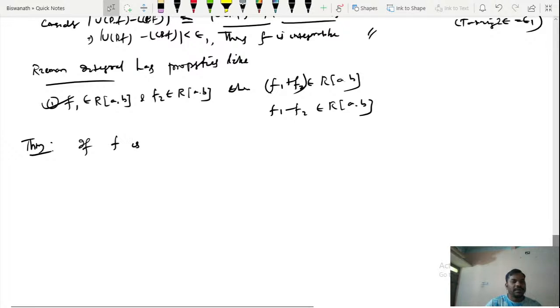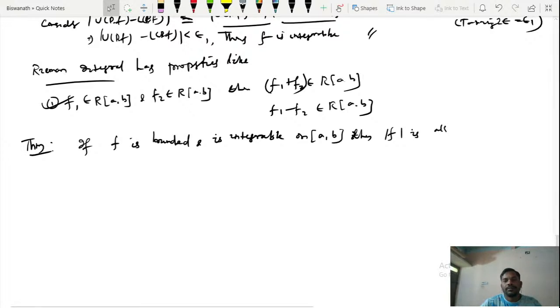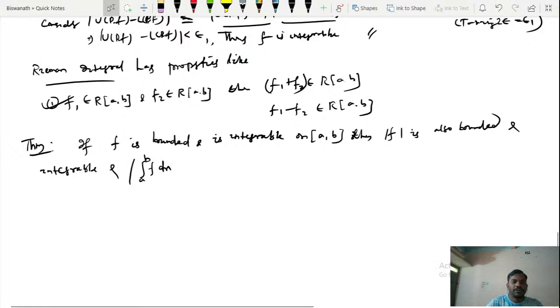If f is bounded and integrable on closed AB, then mod f is also bounded and integrable, and if you take the modulus of the integration of f dx from a to b, this is less than or equal to the integration from a to b of mod f dx. Integration is just a summation, so the modulus of the whole summation is always less than the summation of the individual moduli. This we have to prove here.